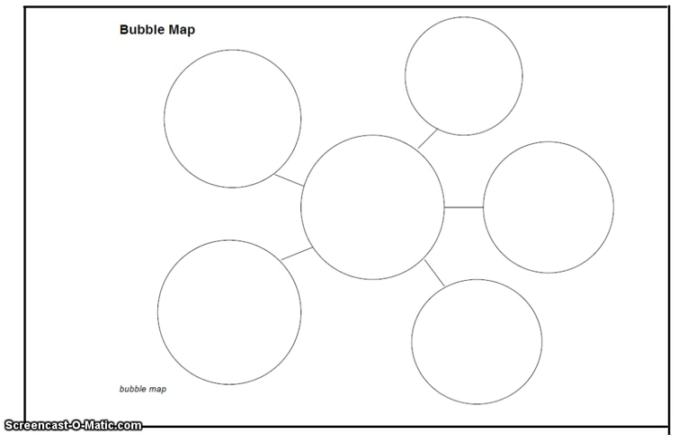A bubble map looks like the one that's on the screen. You're always going to have a bubble in the center, and this is where you identify whatever topic you are describing, whether it's a person or an object. And the outside bubbles are where you actually write your descriptive words or adjectives.